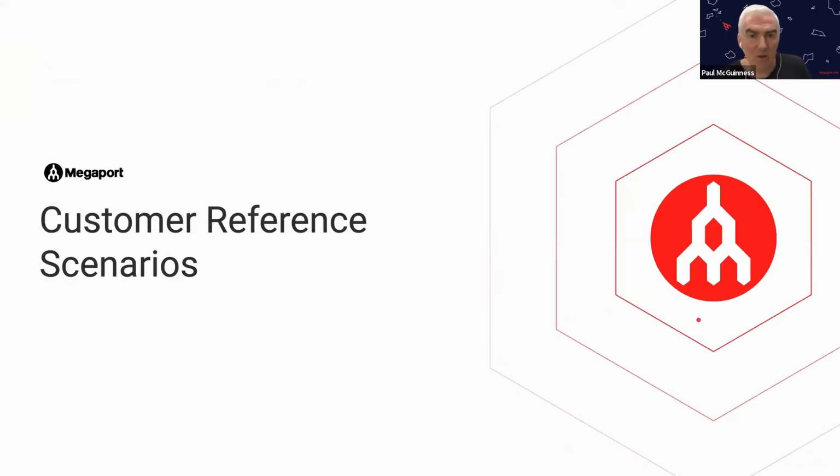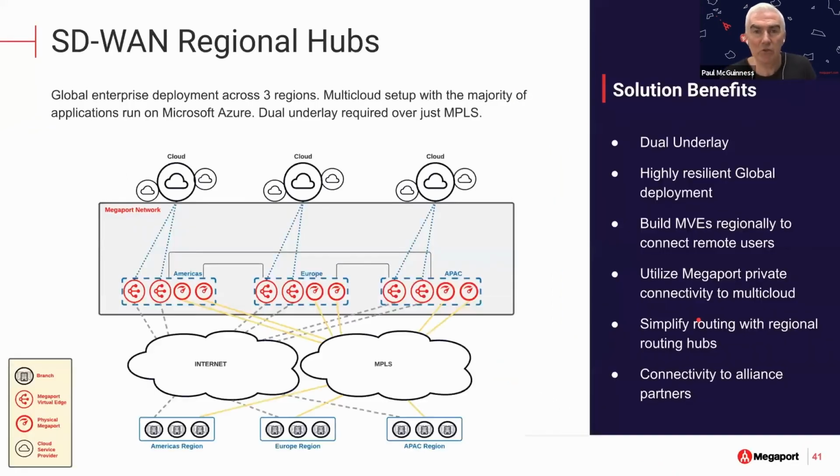Okay, great. So let's just take a look at 2 customer reference scenarios. So the first one is a customer who's deployed across 3 regions, predominantly wanting to get into Microsoft Azure, but also other clouds as well. Now, this customer wanted to have dual underlay, so being able to connect across the internet and across an MPLS network at the same time.